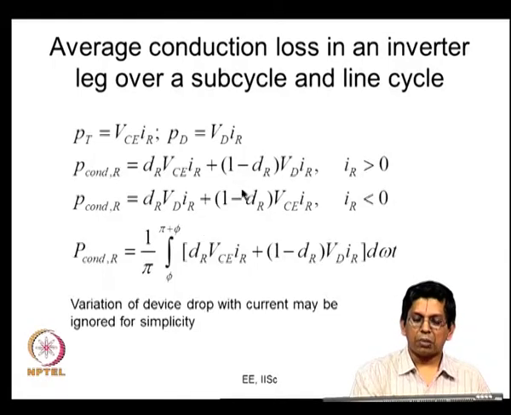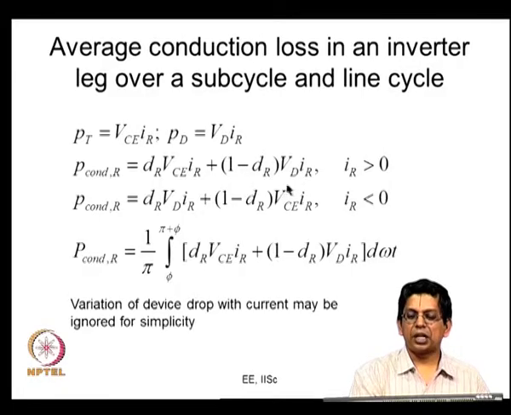So, how much is the average power dissipated in the diode? 1 minus dr times Vd into IR. This is the situation when the current is positive, when the top transistor is conducting and the bottom diode is conducting. On the other hand, when the current is negative, the bottom transistor and the top diode will conduct. So, you will have a difference in this duty ratio and 1 minus dr.